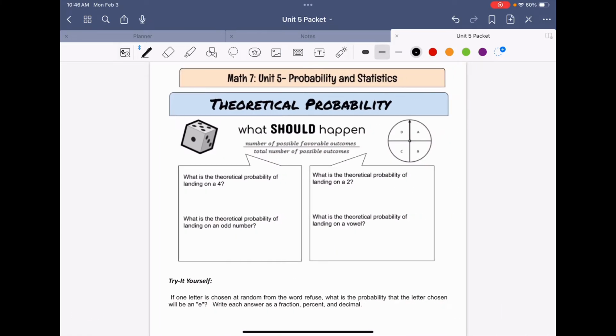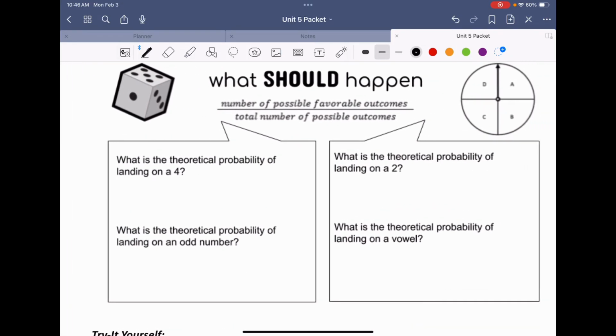When we talk specifically about theoretical probability, this is what should happen. So this is our assumption of what should happen based on what we know with what we have. So it's the number of possible outcomes out of the total outcomes. So let's try this out. If we are rolling a die, it's got numbers 1 through 6 on it. So there are a total of 6 outcomes on that die. The theoretical probability of landing on a 4.